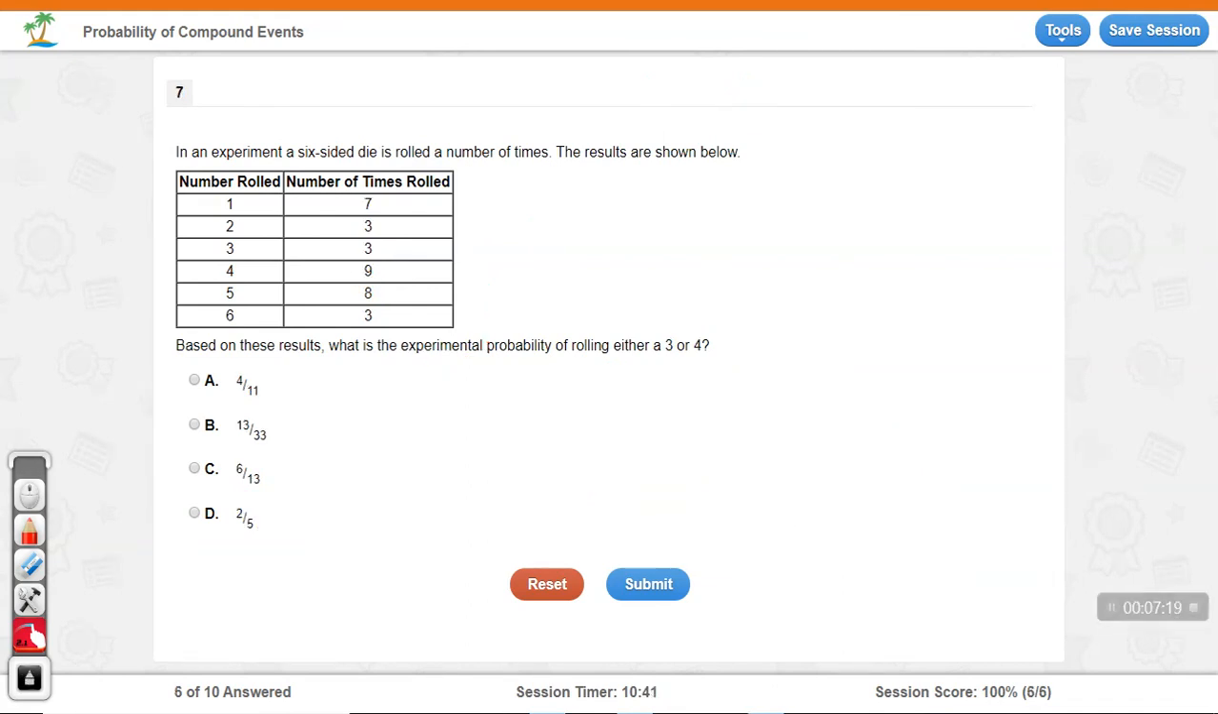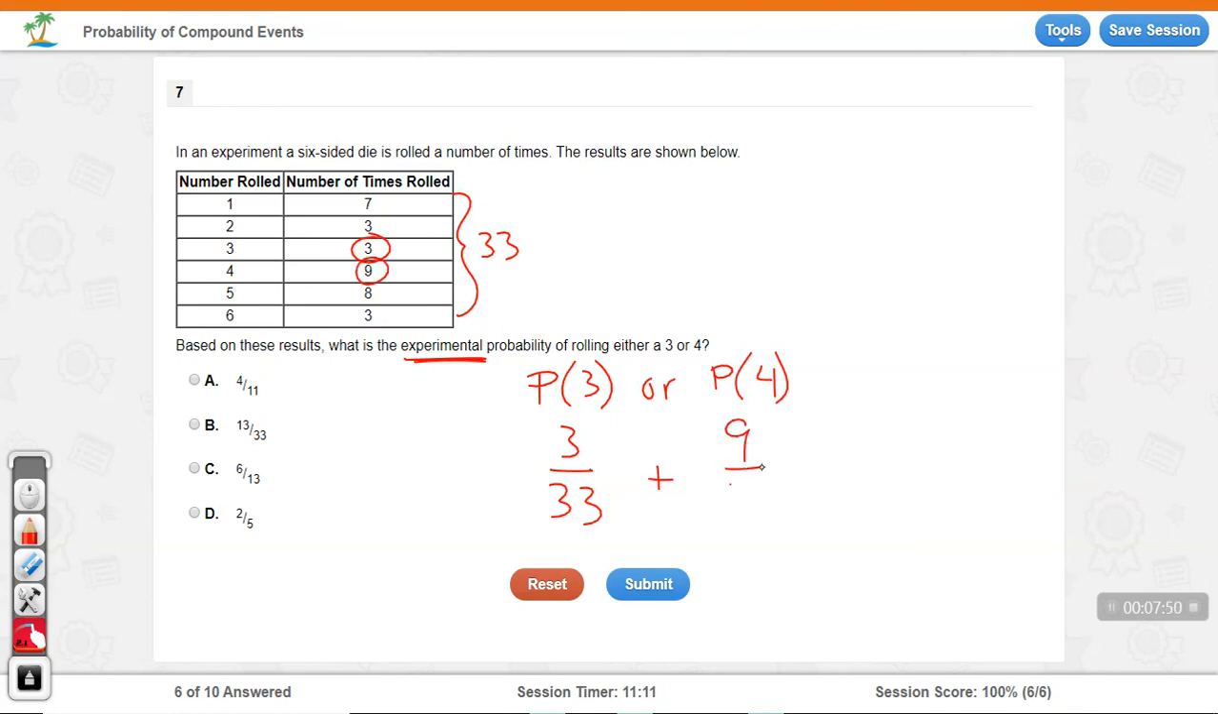We've got another experimental probability one here. If you just watched the last one, maybe pause the video and try to do this one before we continue. If you're coming back in now, remember, experimental probability is what actually happened. So in this case, we want the probability of a 3 or the probability of a 4. Probability of a 3: let's check out how many 3s there were. There were 3 out of a total of 33. If we add all of these up, there were 33 rolls that happened. Or tells me to add the probability of a 4. There were 9 4s. That's 9 out of the 33 rolls gave me a 4.